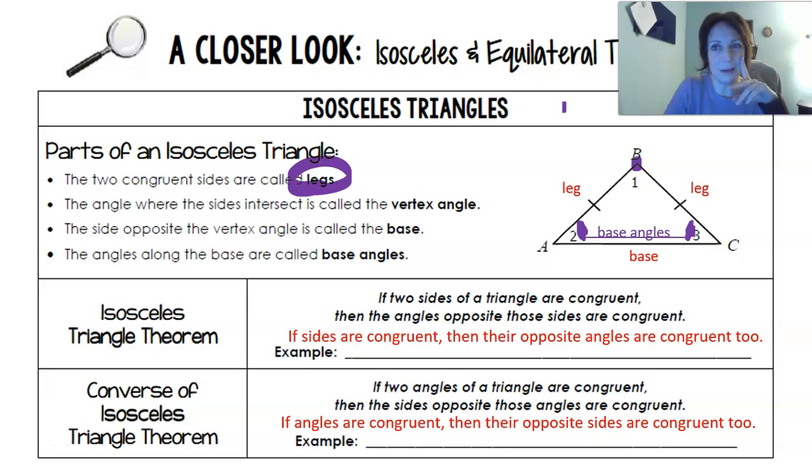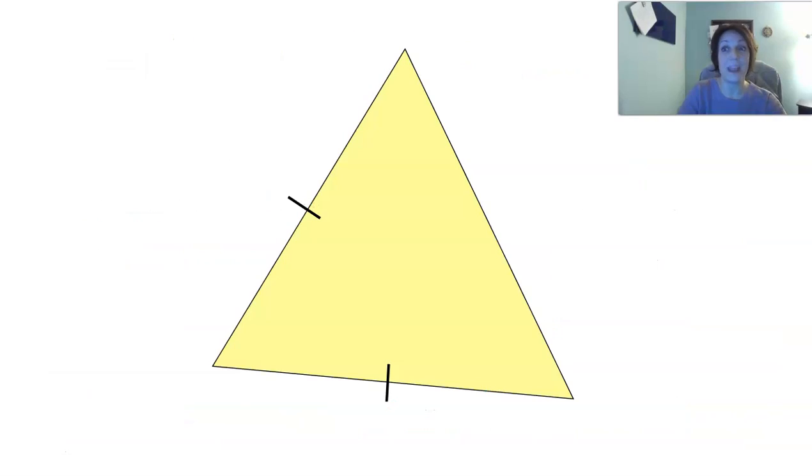Now think about this. If it's an equilateral triangle, if all three sides are the same, what's that going to mean for the angles? If all three sides are the same, then all three angles have to be the same. So in an isosceles, two sides that match, two angles that match. In an equilateral, you have three sides that match, so you have three angles that match. So it's kind of even fancier than an isosceles.